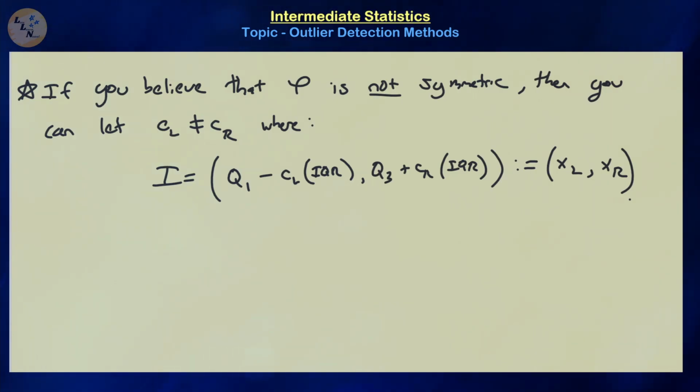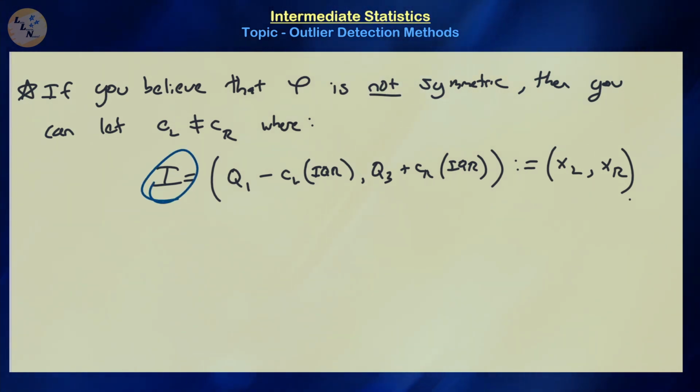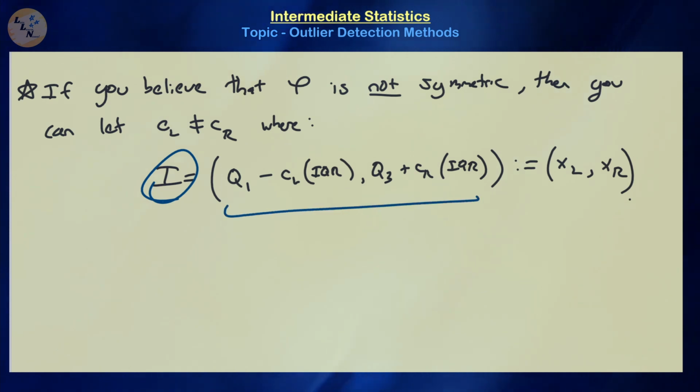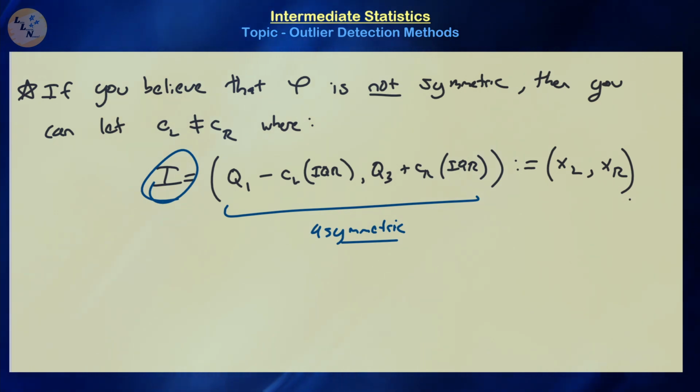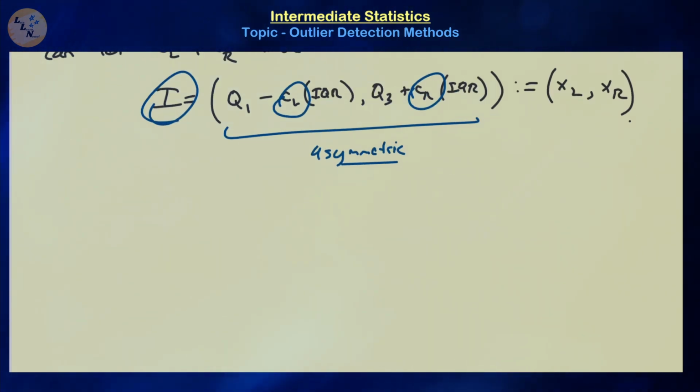In the case that you believe that the distribution you're sampling from actually is not symmetric, then you can let the threshold values be non-equal to each other, or your outlier detection interval I be asymmetric. Right, so this is going to be an asymmetric outlier detection interval, so that means the CL and the CR are not necessarily going to be equal to each other. To demonstrate how you can obtain these values, I'm going to be using the beta distribution to create a skewed distribution that we can easily analytically calculate each of these things.